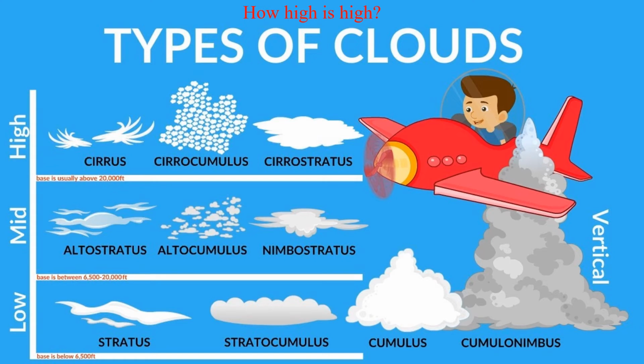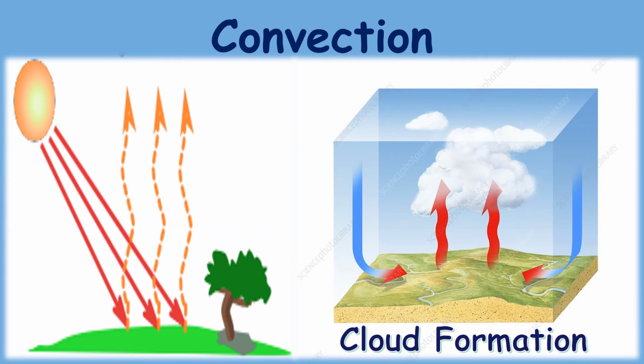The high clouds, the base is usually above 20,000 feet. So we have here the cirrus, the cirrocumulus, and cirrostratus. So we talk about the four major types of clouds: the cirrus, the stratus, the cumulus, and nimbus. So if you combine these types of clouds, you can create cirrocumulus or cirrostratus, then you have altocumulus, things like that. Right, so we talk about the types of clouds and the position of clouds in the atmosphere.